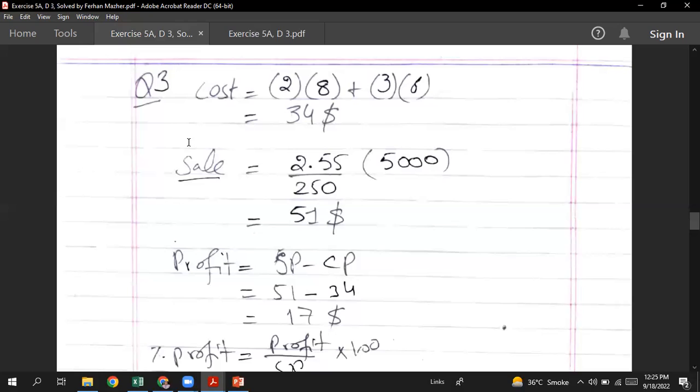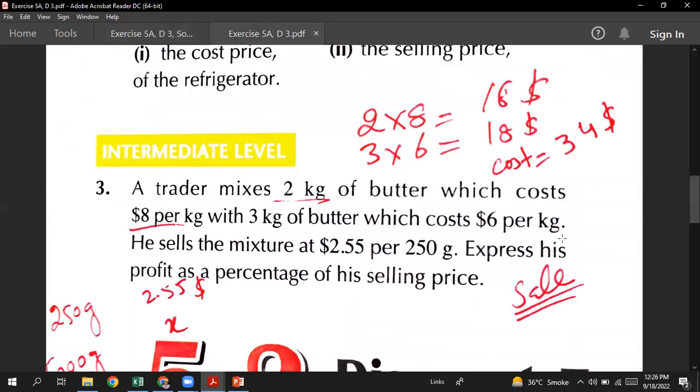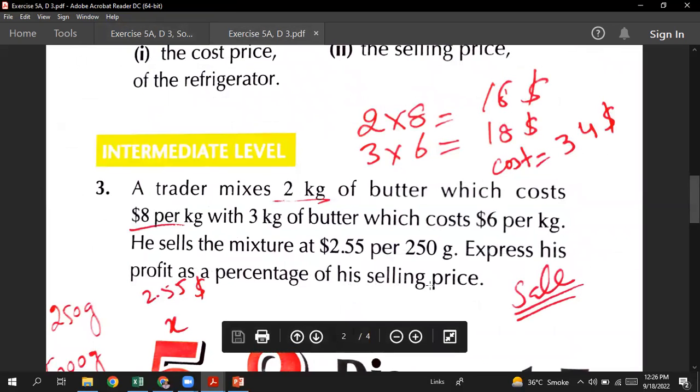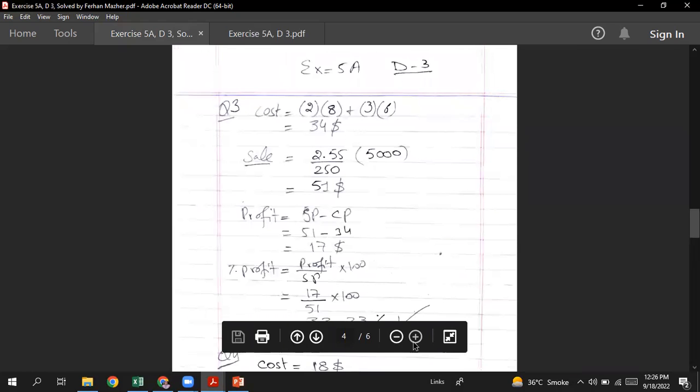So the profit is the sale price minus the cost price, that will be 51 minus 34, and that will be $17. The percent profit, you know the percent profit formula. They ask us a special one, let me show you. He says express his profit as a percentage of his selling price. Okay, now the percent profit will be profit divided by the sale price multiplied by 100. 17 divided by 51 multiplied by 100, and that will be 33.3%. 33.3% is the profit.